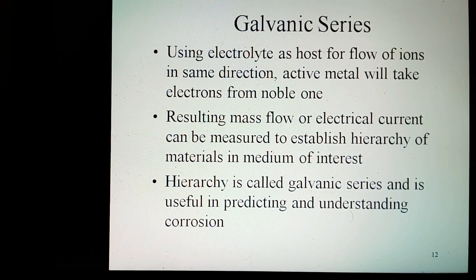Using the electrolyte as a host for the flow of ions in the same direction, the active metal will take electrons from the noble one. The resulting mass flow or electrical current can be measured to establish a hierarchy of materials in the medium in which they are immersed. This hierarchy is called a galvanic series and is useful in predicting and understanding corrosion.